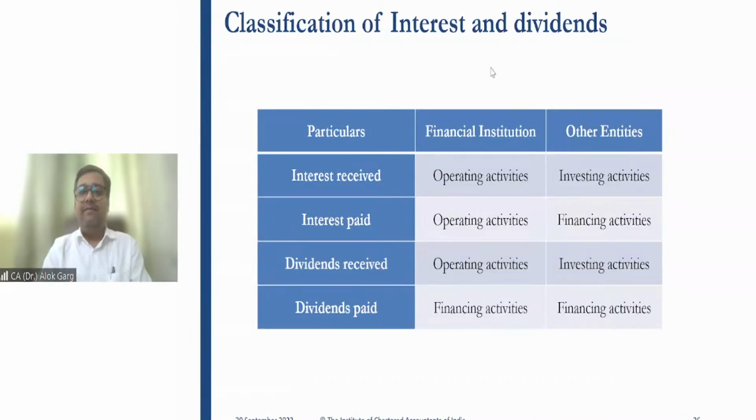So friends, this part we have discussed. If it is a bank or financial institution, then interest received is an operating activity. But for other entities, it is an investing activity. Interest paid is again operating activity for banks and financial institutions. For other entities, financing activity. Dividend received for banks and financial institutions is operating. For other entities, investing. Dividend paid is a financing activity for all institutions.